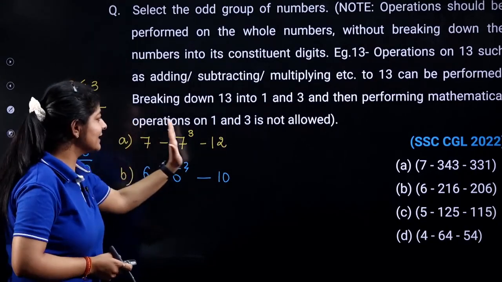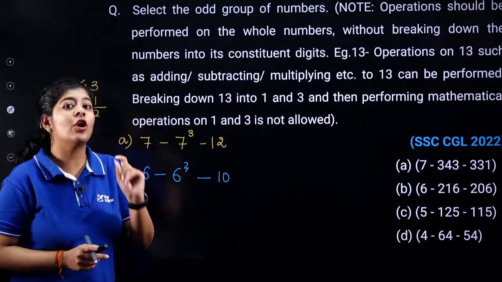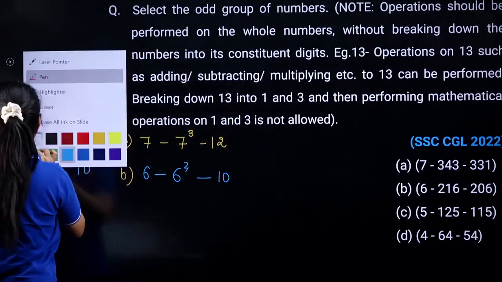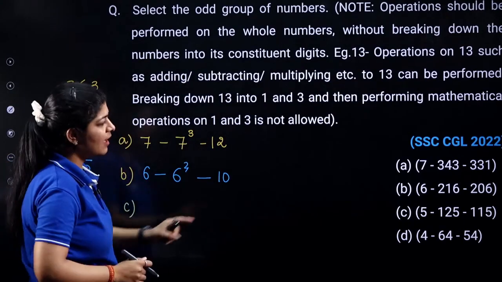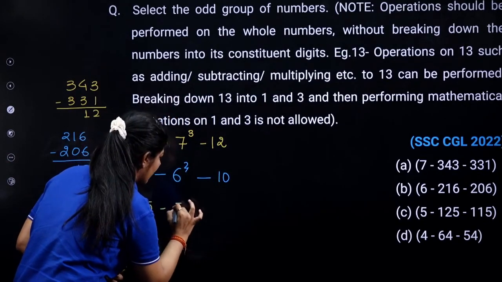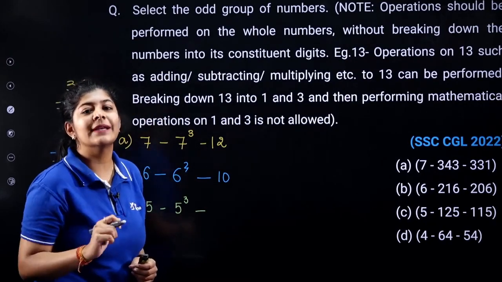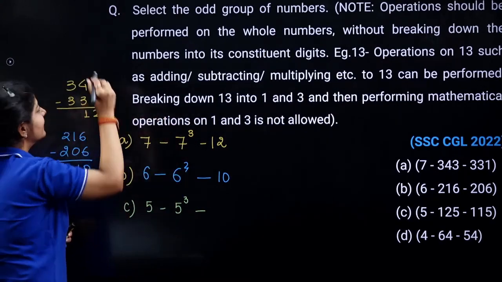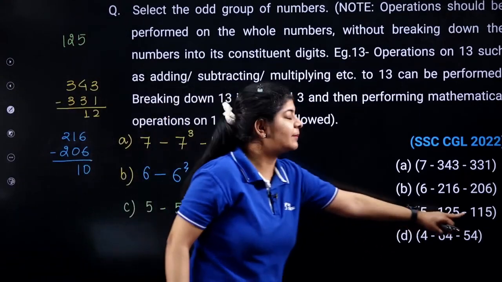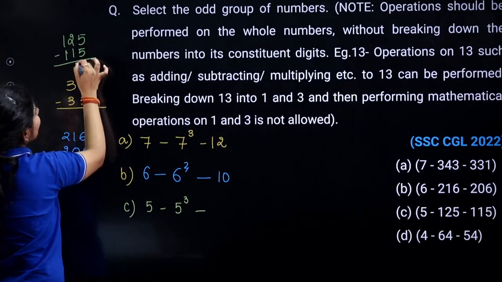Basically, the first and second numbers are following the same property, but the third number given with them is not following the similar property in these two options. Let's go with the next option, option number C. 5. What is the cube of 5? That is 125. So 5 and the cube of 5, right? Now I am just going to determine the difference between the second and the third number. Here we have 125 and I need to subtract 115 from that, and I am getting 10.